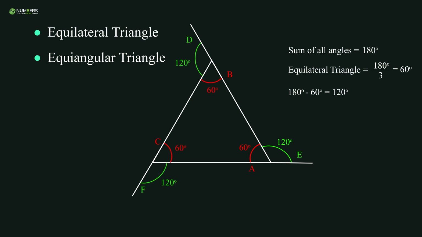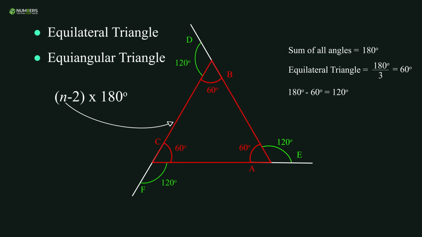The equation that is used in mathematics to find the sum of the interior angles of a polygon is (n minus 2) multiplied by 180, where n is the number of sides. Let's calculate some interior angles in this table.